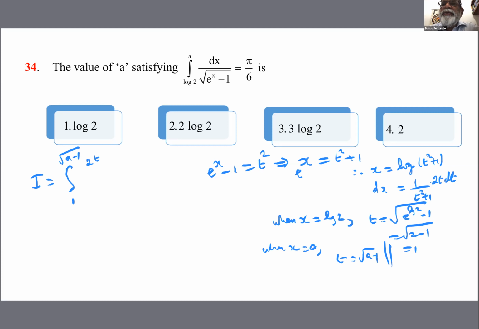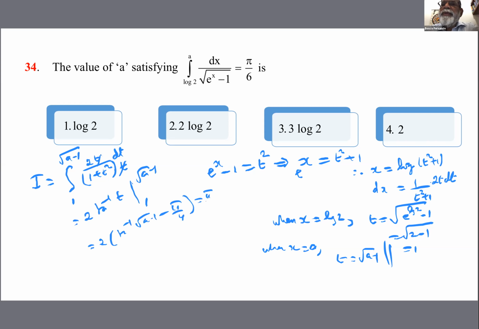dx is 2t divided by 1 plus t squared dt, the whole thing divided by root of e power x minus 1, that is t. So t and t will cancel. So 2 into tan inverse of t between 1 and root of e power a minus 1. So this is 2 into tan inverse of root of e power a minus 1 minus tan inverse of 1, that is pi by 4. This is equal to pi by 6. So tan inverse of root of e power a minus 1 minus pi by 4 is pi by 12. Open the bracket, it is pi by 6.